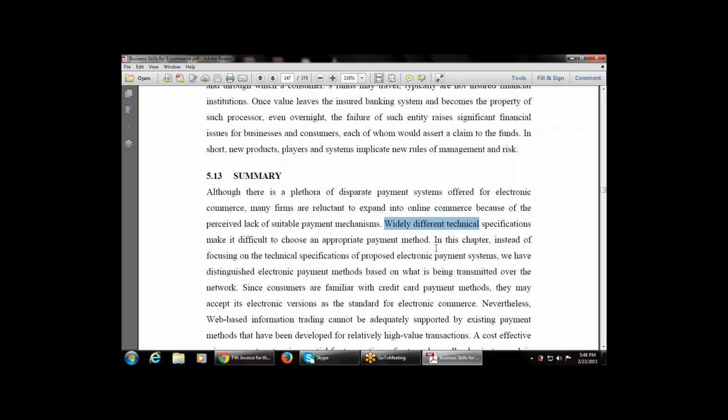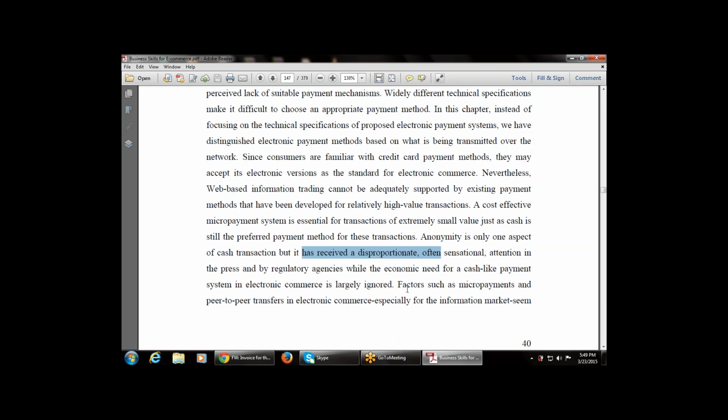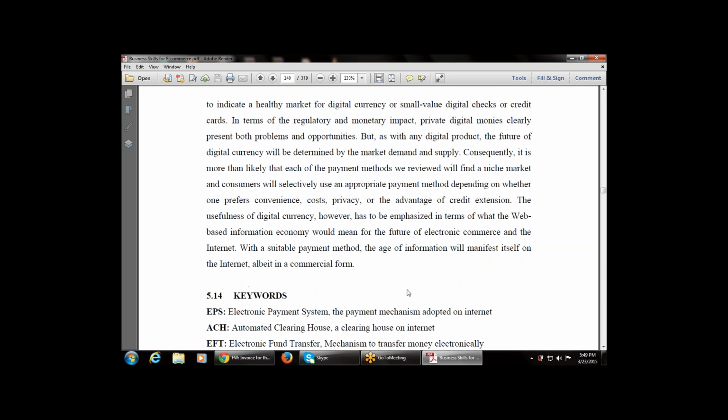So there are so many payment procedures used with the e-payment system, and the consumer has to think about which e-payment system must be used. A cost-effective micropayment system is essential for transactions of extremely small value, just as cash is still the preferred payment for these transactions. Anonymity is one of the important aspects of cash transactions, but it has received disproportionate, often sensational attention in the press and by regulatory agencies. These are the various summary points: why we are using e-payment systems, which is the suitable one, why we use cash modes and e-modes, and the advantage of credit card extensions.